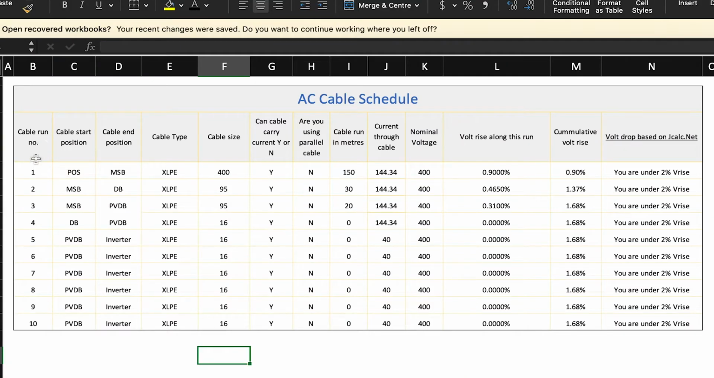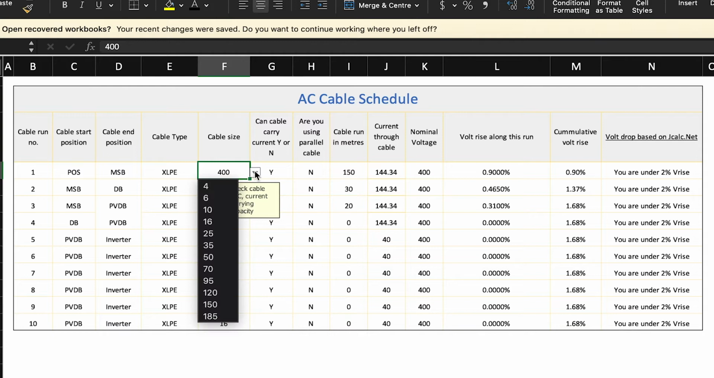First thing, cable run number. So we're talking about the cable run number, and obviously the first one is number 1. The first position is the start position, and in this case, it is at the point of supply. The cable end position, in this case, is the main switchboard. You've been on site, you've identified the cable type. Now the size of the cable, in this case, is 400 mil. I've done a little bit of a drop-down list, so you've got 4 mil all the way up to 400 mil, and everything in between.